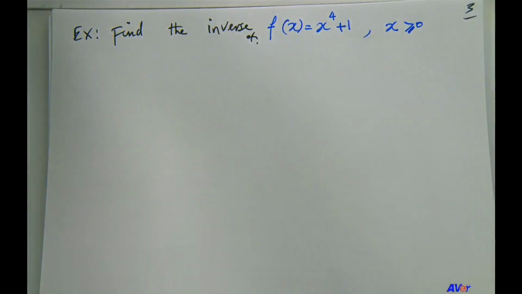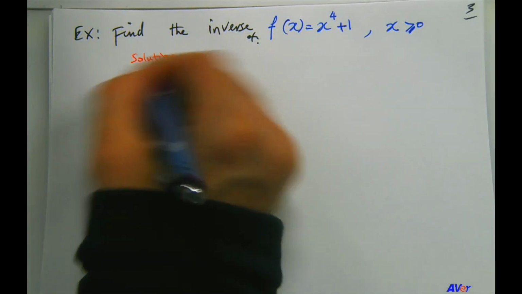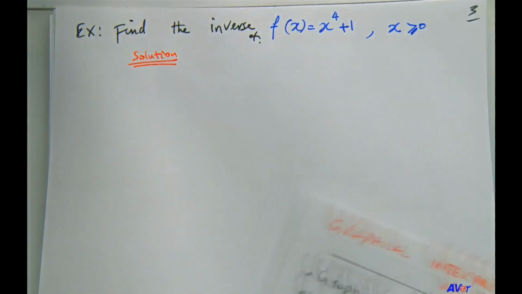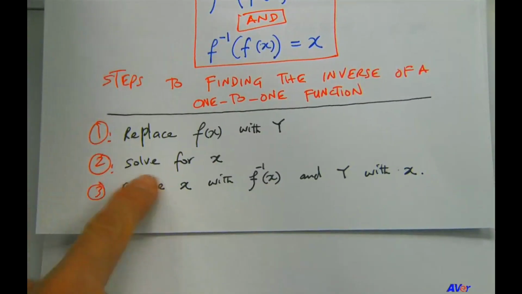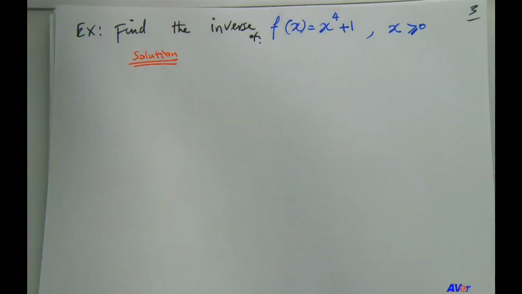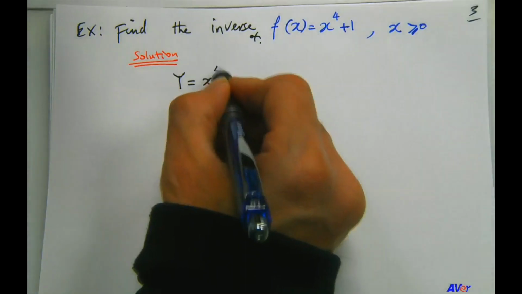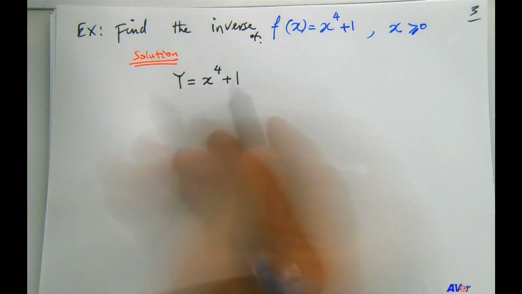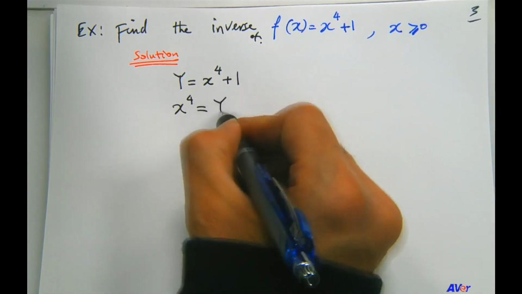Okay, so the solution of this. What did we say in that procedure? We said replace f of x with y. Let's do that, and then solve for x. So y equals x to the 4th plus 1, and then we have to solve for x. So we have x to the 4 equals y minus 1.